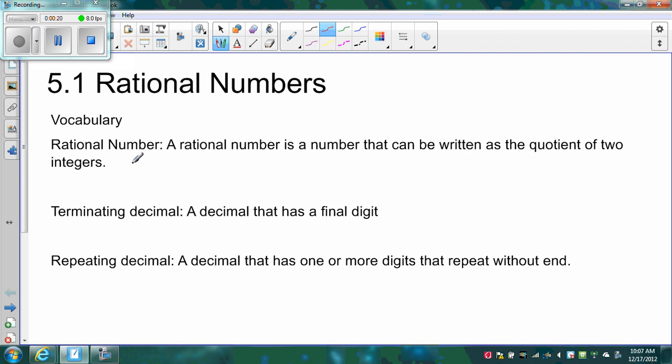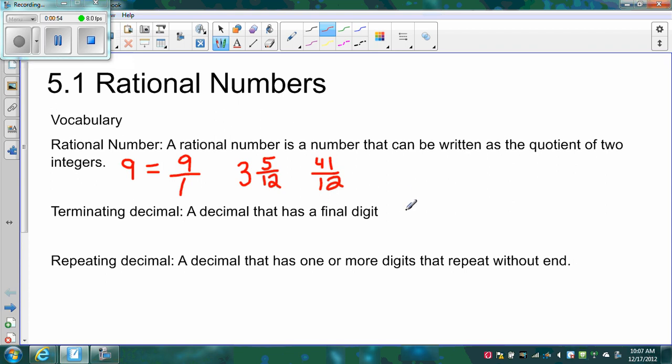So, for example, if you had 9, it's a rational number if it can be written as a quotient. So 9 divided by 1, that's a rational number. Or if you had 3 and 5/12, you could write that as an improper fraction by saying 3 times 12, which is 36, plus 5. We could rewrite this as 41 over 12, so that's also a rational number.